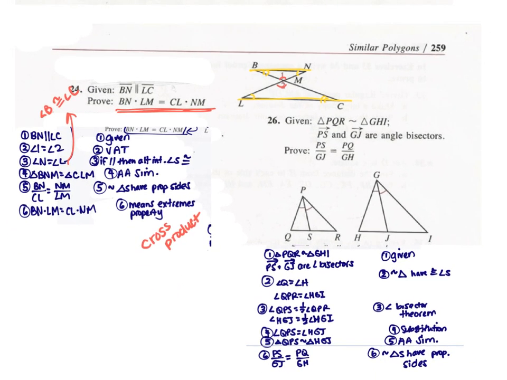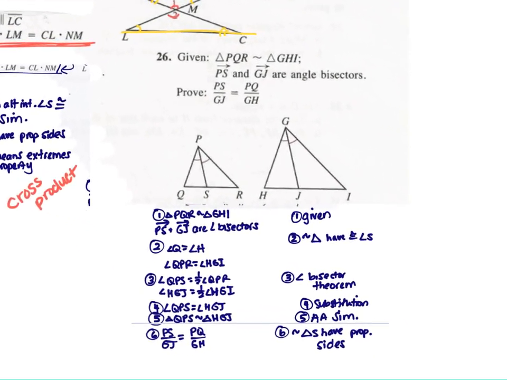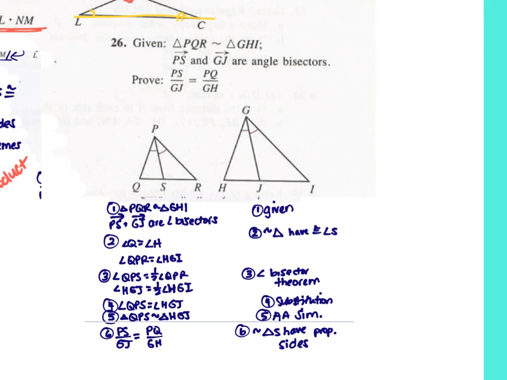26. This time you're dealing with angle bisectors. So if the two triangles are similar and they're angle bisectors, then I can say angle Q is equal to angle H, which is here, and angle QPR, which is this top angle, to this top angle, and that's because similar triangles have congruent angles. Then you can work with the angle bisector theorem.